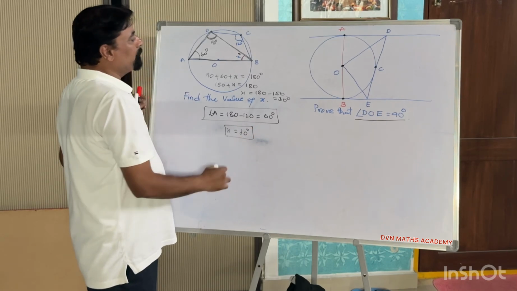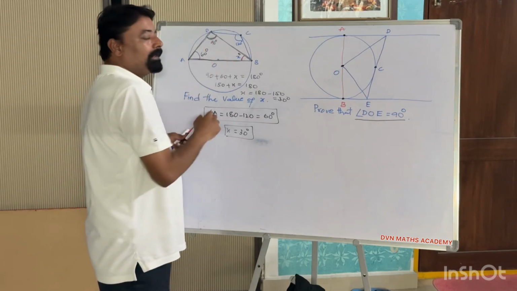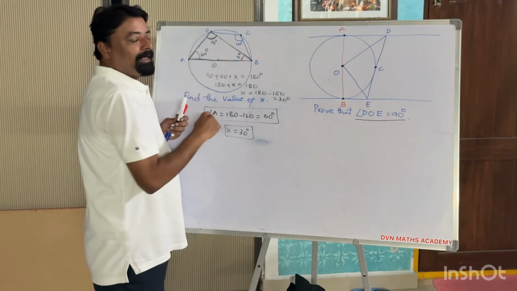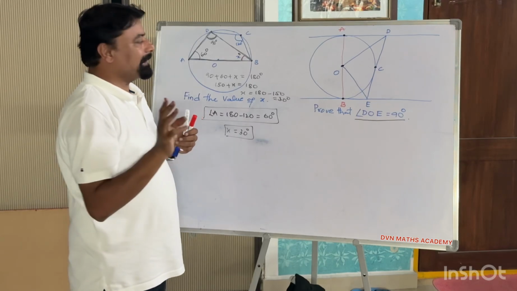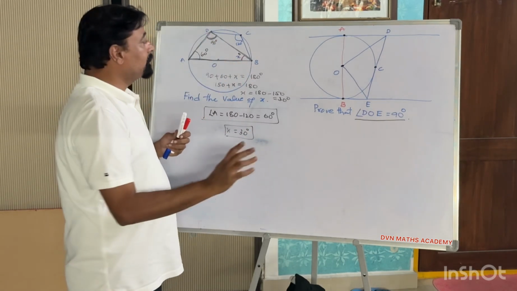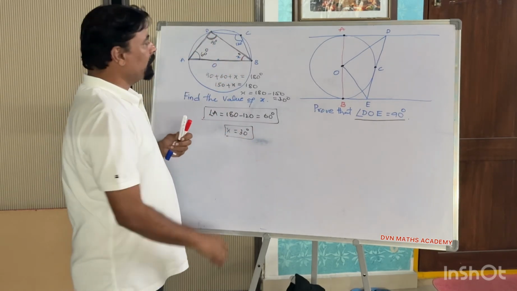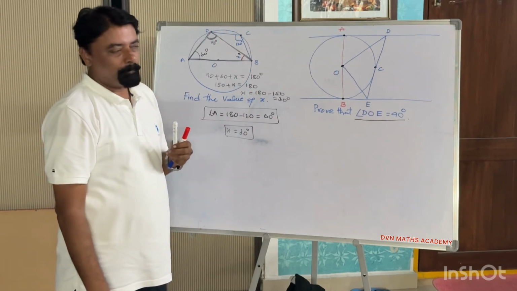So this is one of the important concepts. While solving this question, students should know 3 concepts. The first concept is the cyclic quadrilateral and its property, the sum of opposite angles is 180 degrees. The second concept is the angle in a semicircle is 90 degrees. The third concept is the sum of three angles of a triangle is 180 degrees. If we know these three concepts, we can solve this question easily.